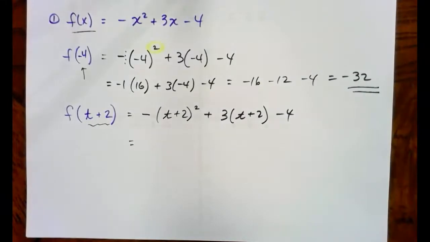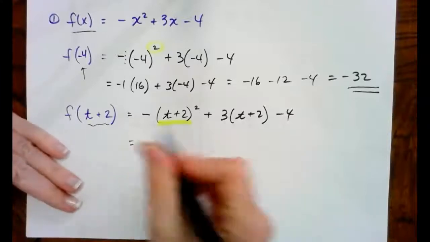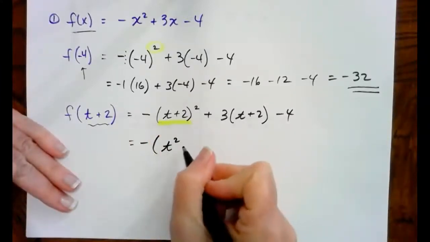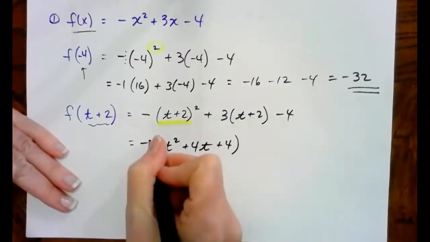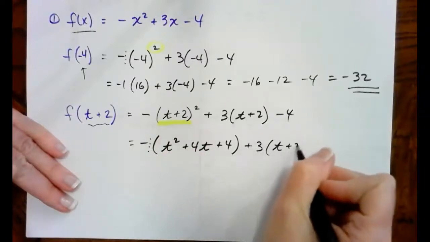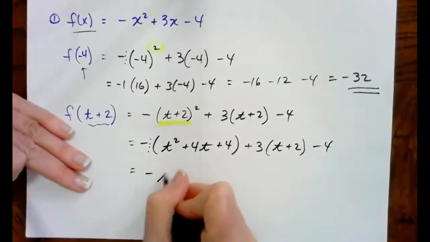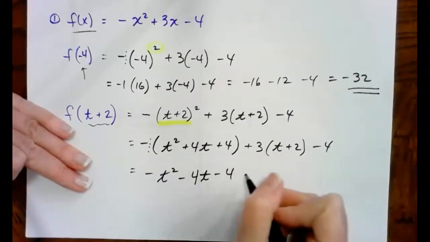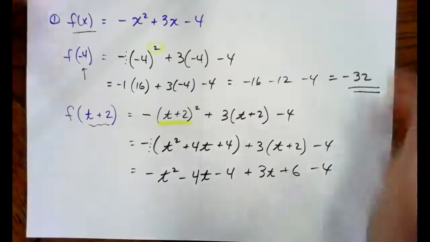So follow order of operations again, which means this binomial needs to be squared first. So when we square t plus 2, we get t squared plus 4t plus 4, which we will multiply through with a -1, plus 3 times t plus 2, minus 4. So now let's distribute that -1. Negative t squared, -4t, minus 4, plus 3t plus 6 minus 4.